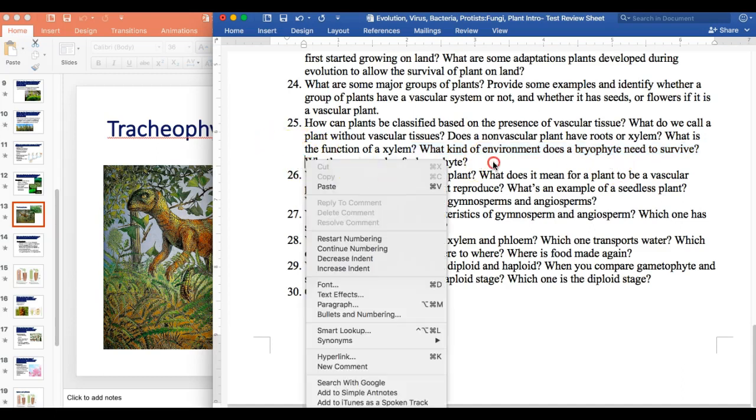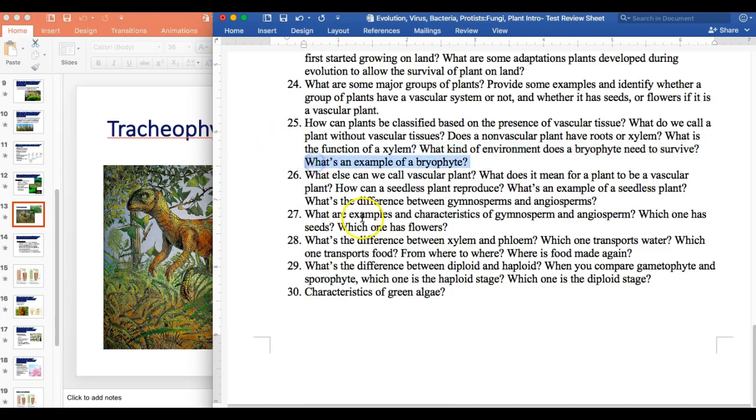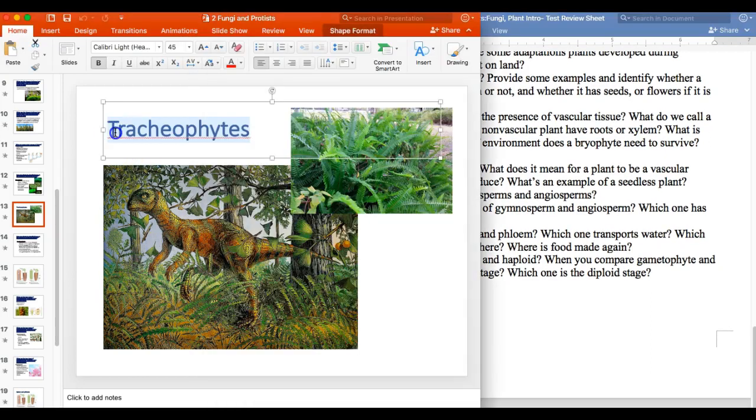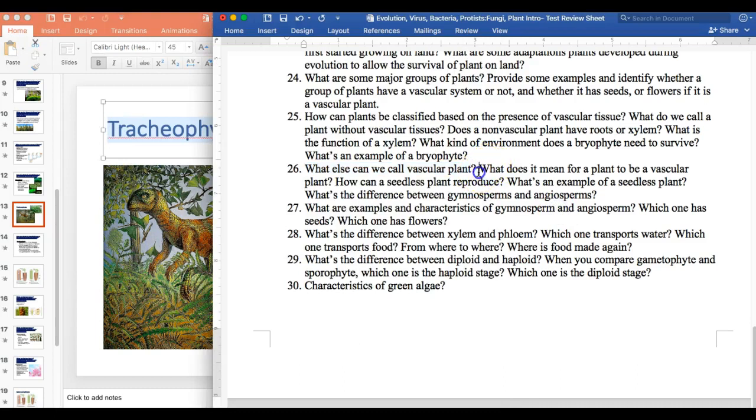What's an example of a bryophyte? That would be ferns. What else can we call a vascular plant? That would be tracheophytes, right here. What does it mean for a plant to be a vascular plant? It can transport water for a longer distance, so the plant can be taller.